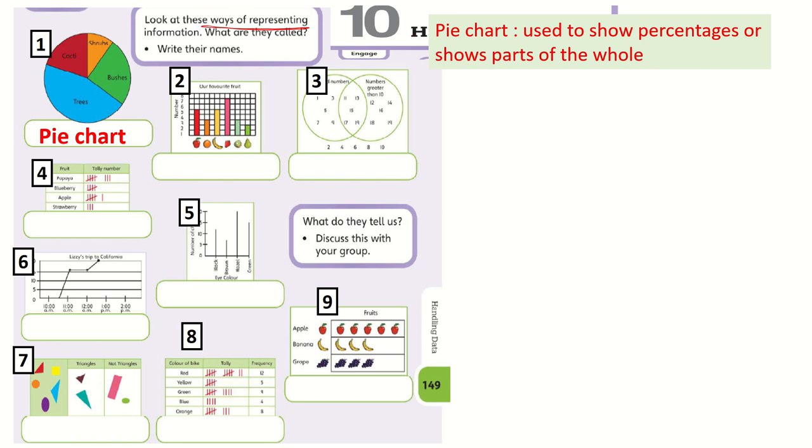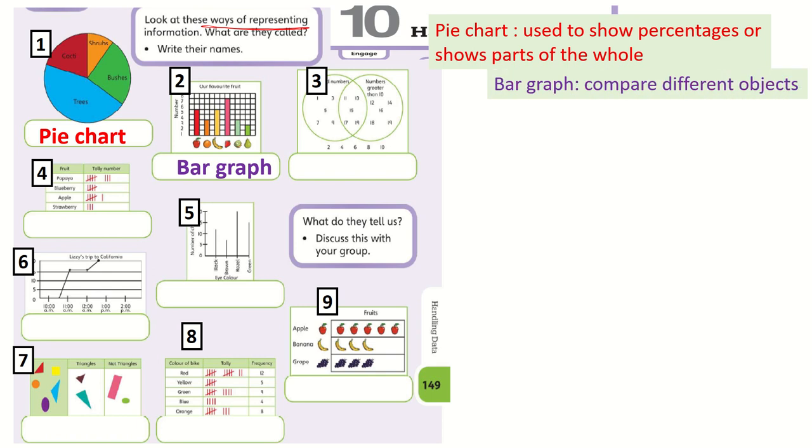So it is actually the fraction or part of the whole. Second one is bar graph. You can see it is clear from this picture. It is shown in the form of bars. This is used for comparison of different objects, different actions.